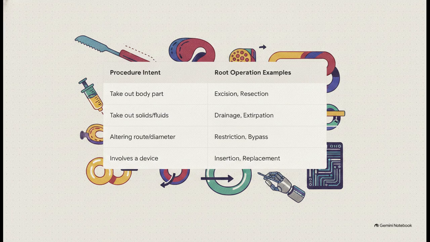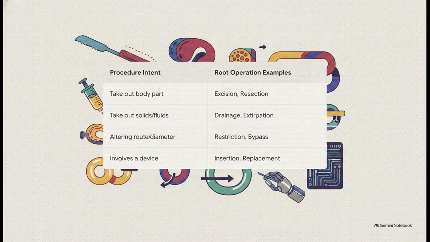Think about it. If the goal is taking out all or part of a body part, you're looking at excision, resection, detachment, or extraction. But if they're just taking out solids, fluids, or gases, that's drainage, extirpation, or fragmentation. What if they're altering a route or changing a diameter?